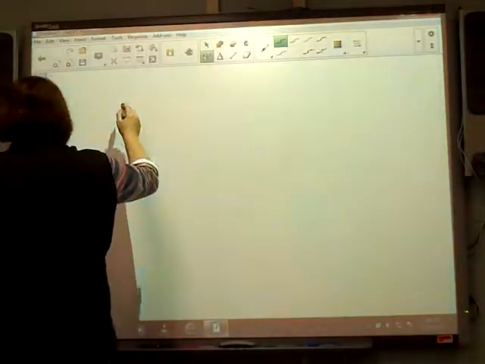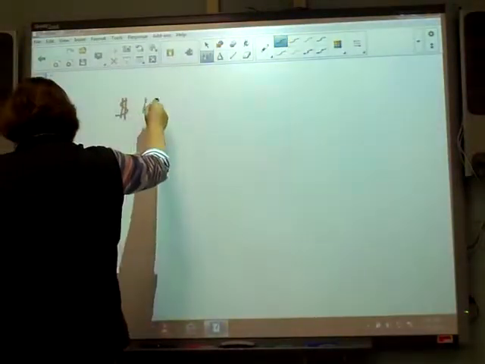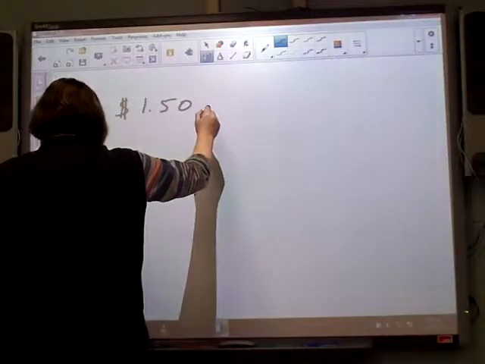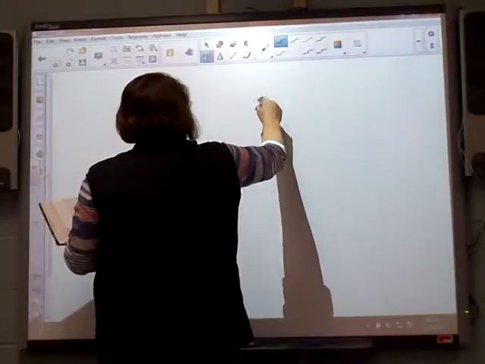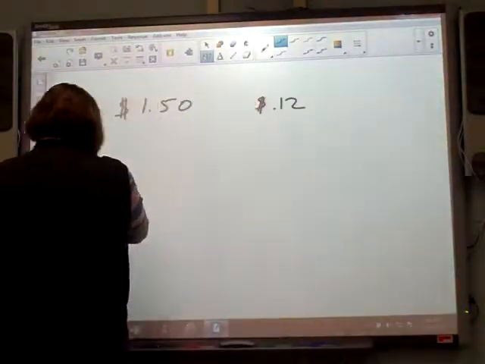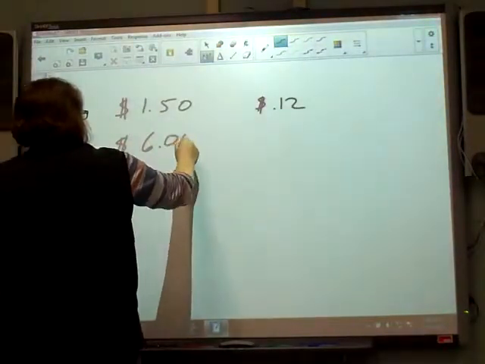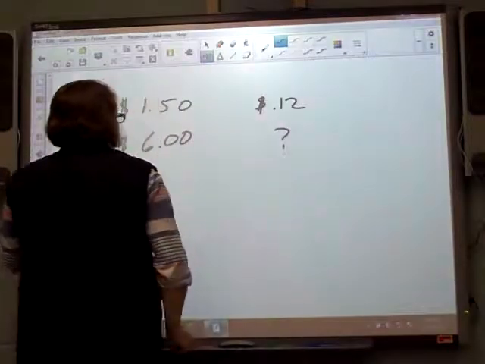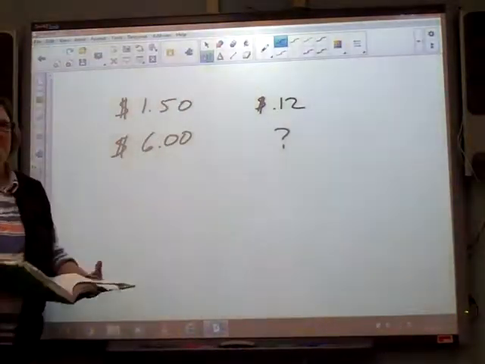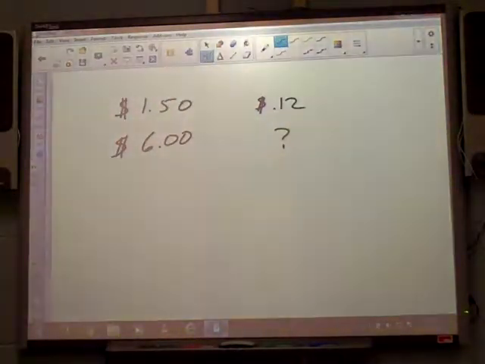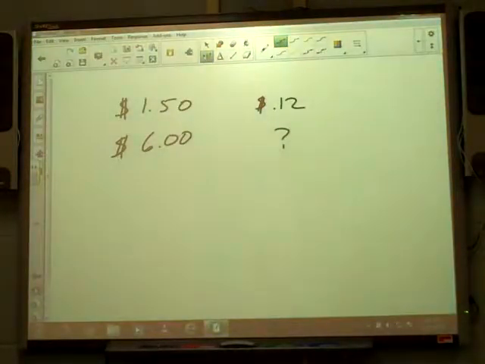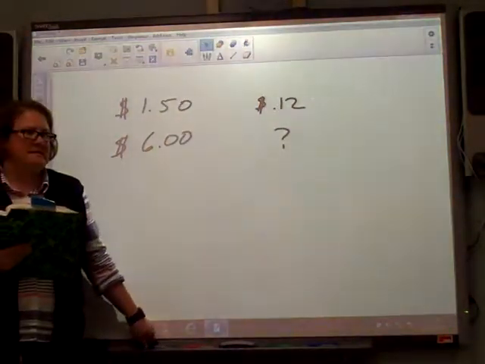Alright, we've got sales tax on a purchase of $1.50 is 12 cents. So we want to know what would the sales tax be on a purchase of $6? Okay, see what I'm asking for? Look at that and make sure you understand what I'm asking for. Let me read it again. Sales tax on a purchase of $1.50 is 12 cents. This is some state, you know, it could be different. What would the sales tax be if the purchase is $6?